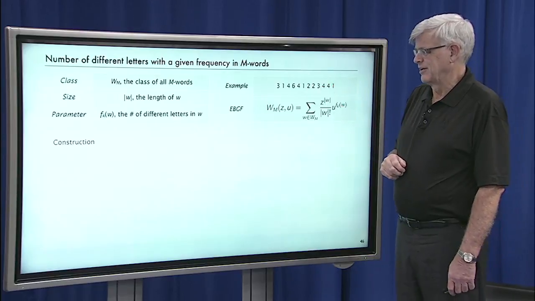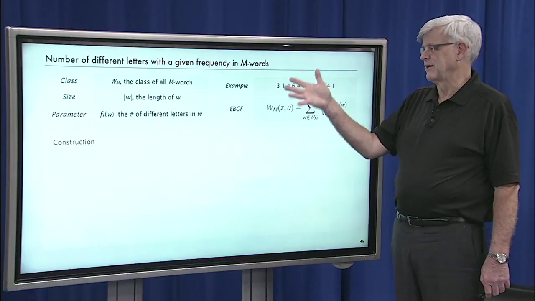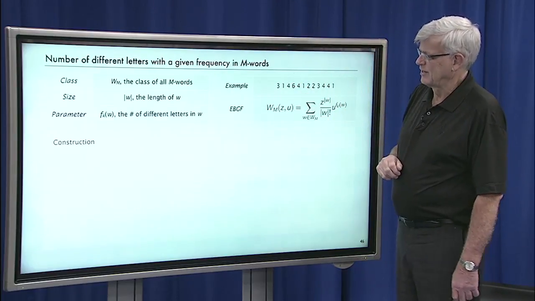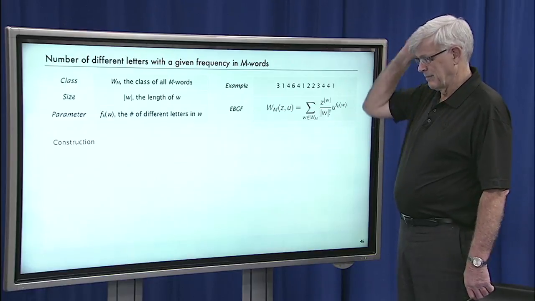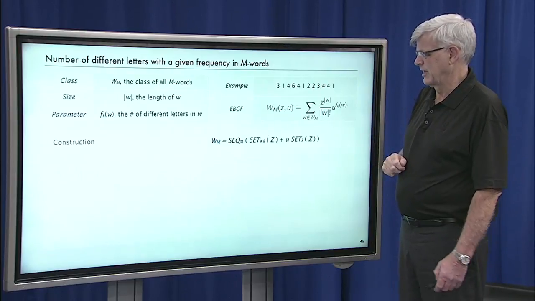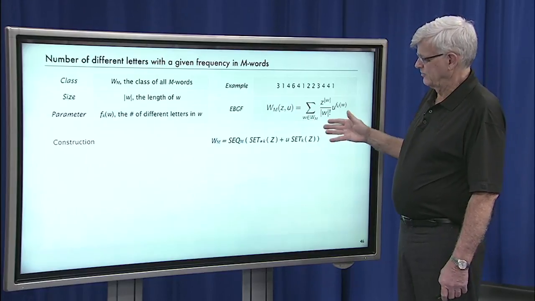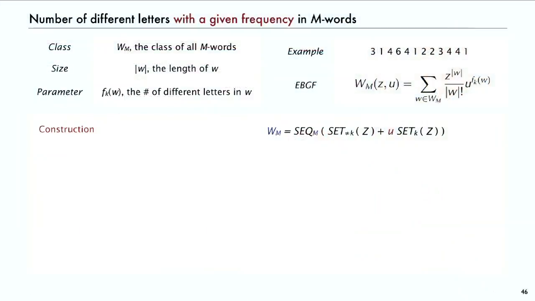So here's another example. We could pick the frequency that we care about. That was the number of different letters that appeared with any frequency. What about the number of letters that appear k times? We'll call that f_k of w, the number of letters that appear k times. So we're just going to mark the ones that are equal to k, and the ones that aren't equal to k we won't mark. And so that gives us this simple EBGF equation.